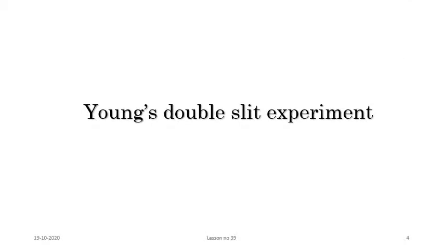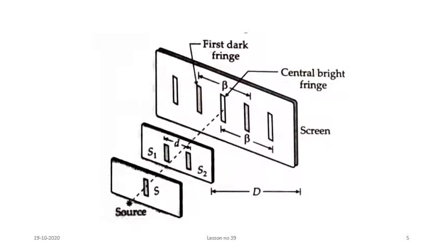Now, in the year, Thomas Young was the first person to demonstrate this experimentally, the interference of light. Now in this experiment what happened? You had a source. This source is of monochromatic light, which can be a sodium vapor lamp. Now you have two narrow slits, slit S1 and S2, parallel to each other.